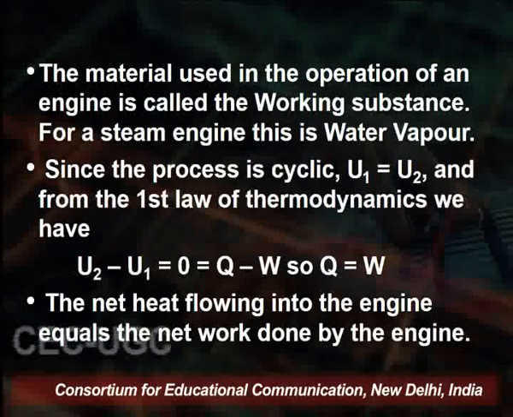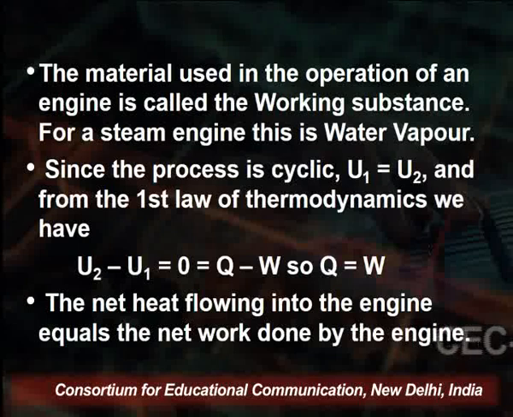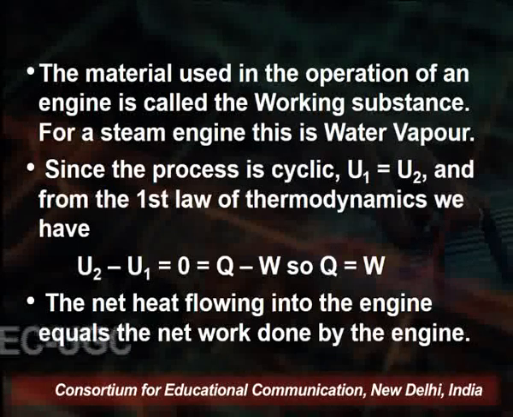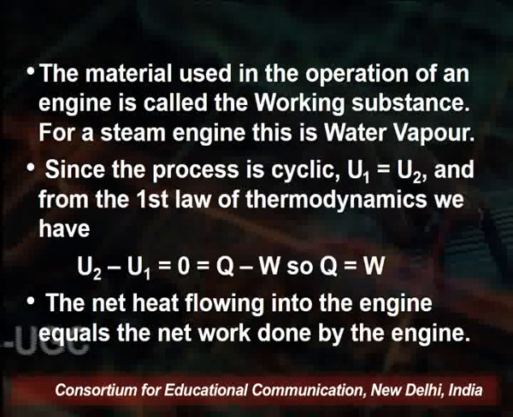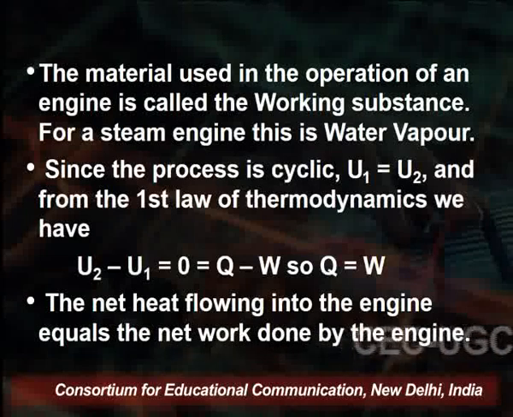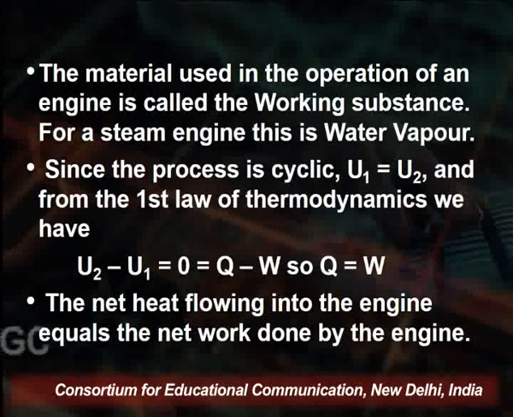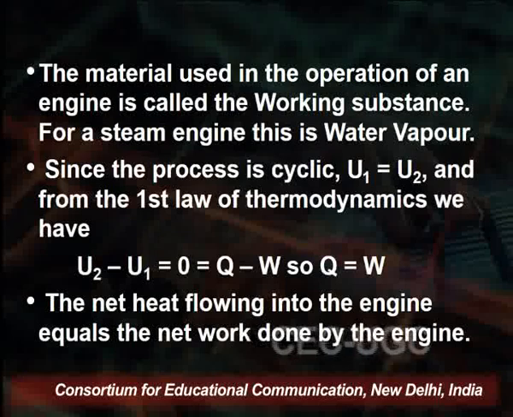Since the process is cyclic, the internal energy at the beginning of the cycle has to be equal to the internal energy at the end of the cycle. That is, U1 has to be equal to U2. From the first law of thermodynamics, we therefore have U2 minus U1 is equal to 0, which is equal to Q minus W. So, Q is equal to W, which means that the net heat flowing into the engine equals the net work done by the engine. This is a very, very important result because the heat engine is operating in a cyclic manner.